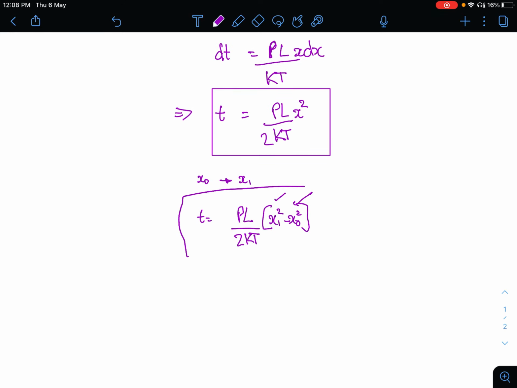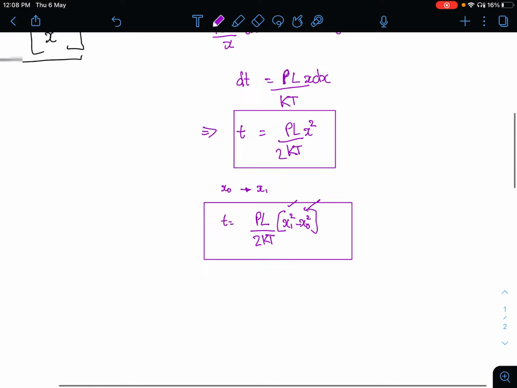So this is our formula and this is our derivation.